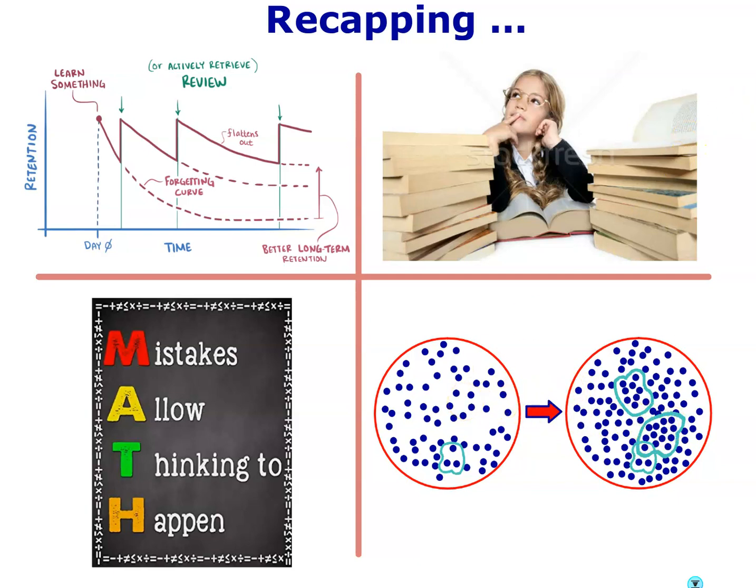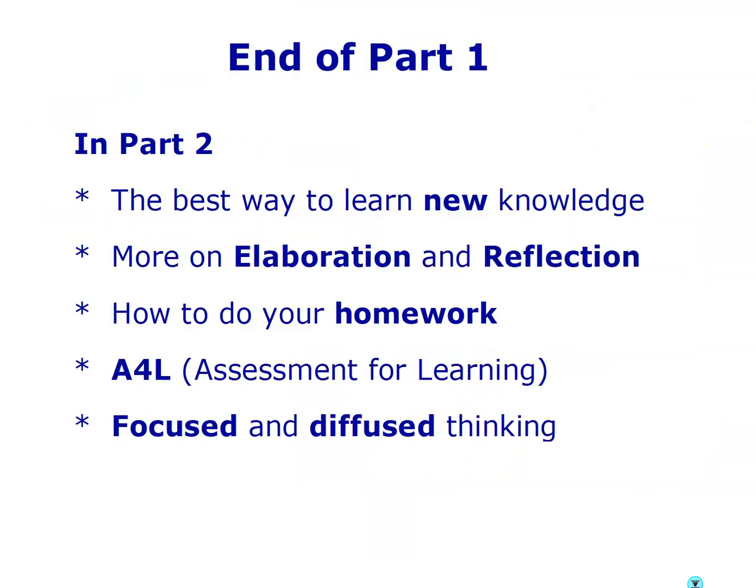So that's the end of part one, the first video. So here's information still to come in subsequent videos. So we've taught you now how once you've learned something, how to best remember it. So in part 2, we're going to show you the best way to learn it in the first place. We're going to talk more about elaboration and reflection because they're so important for remembering and building up the complexity in your brain. We're going to talk in particular the best way to spend your time doing your homework.